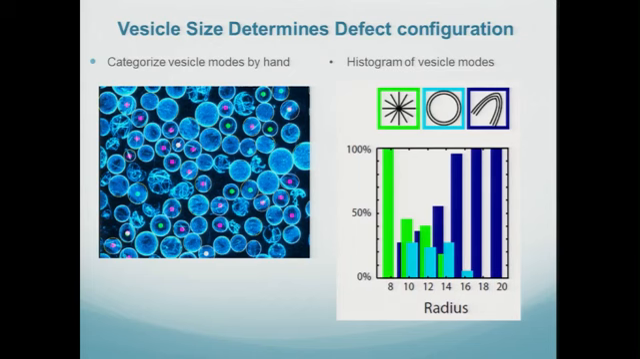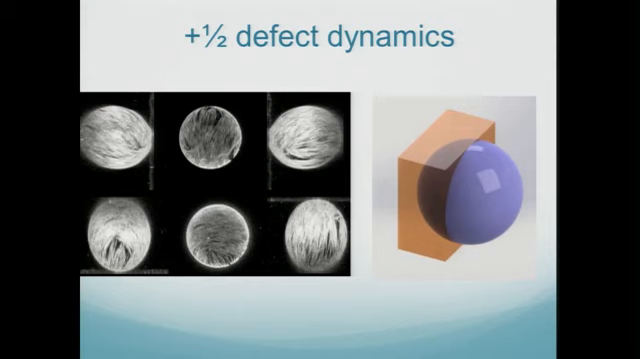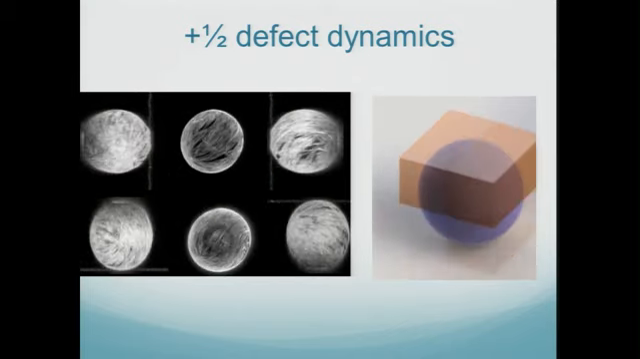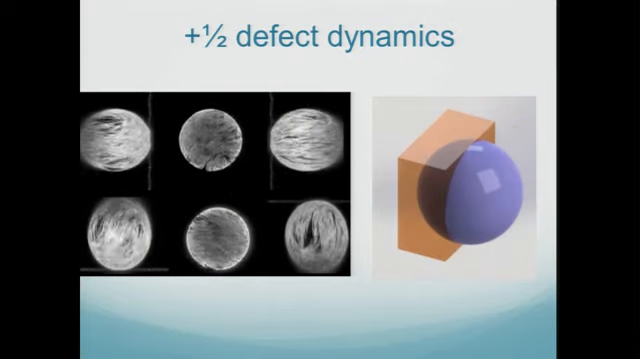So what you can do is make a bunch of these vesicles and count their probability, and you can see that for small radii, you get only these lemon-shaped vesicles. At intermediate sizes, you get a mixture of these lemons and rings and these 4 plus 1/2 defects. And if you go above a certain size, you only get 4 plus 1/2 defects. That's something we are studying right now in the lab: what is the dynamics of these 4 plus 1/2 defects on a sphere.